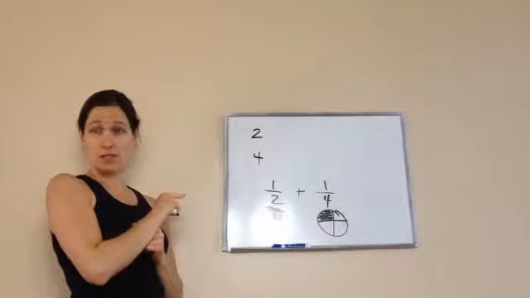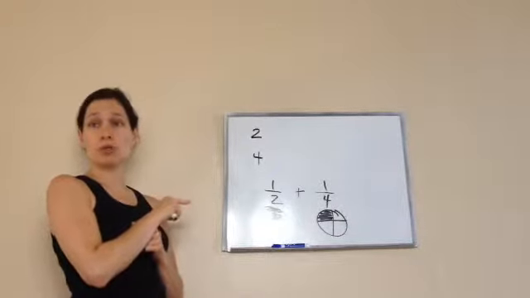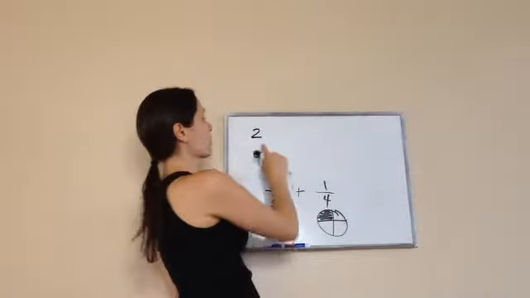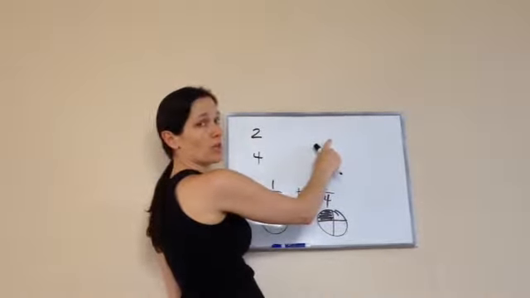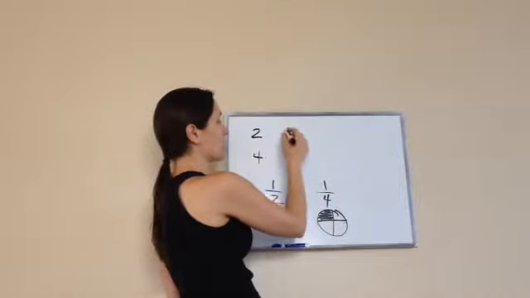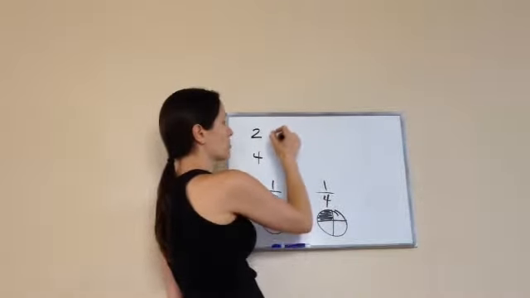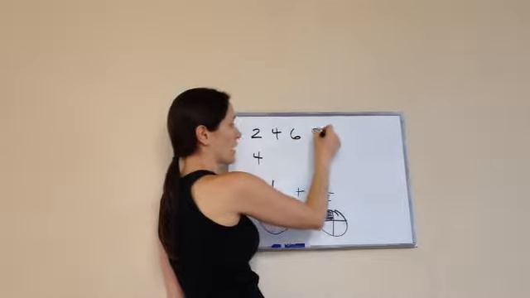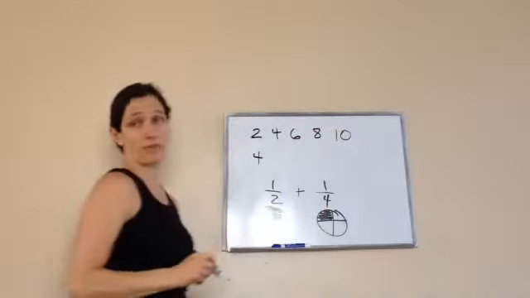Remember that? Multiples? Oh, yes. Help me come up with the least common multiple. So, help me with twos. Two times one is two. Two times two is four. Two times three is six. Two times four is eight. Two times five is ten. I'm going to stop there.